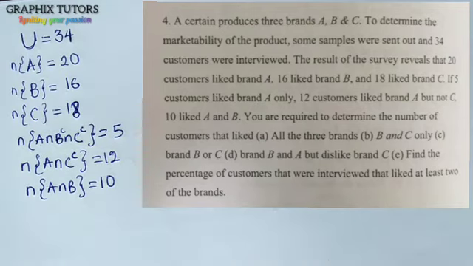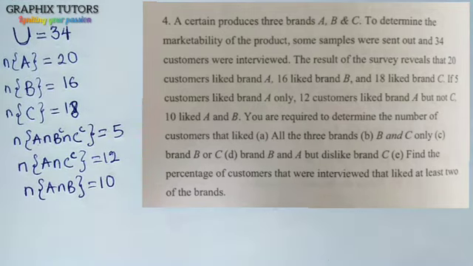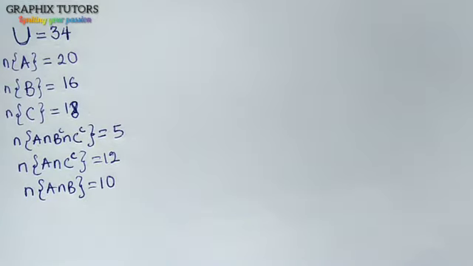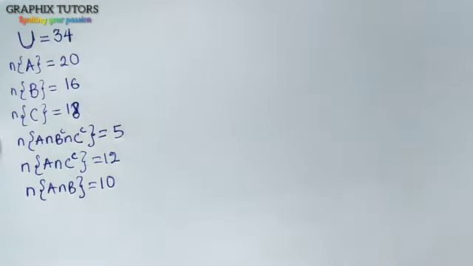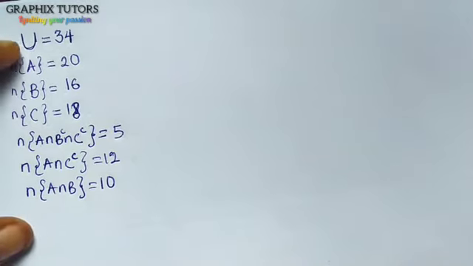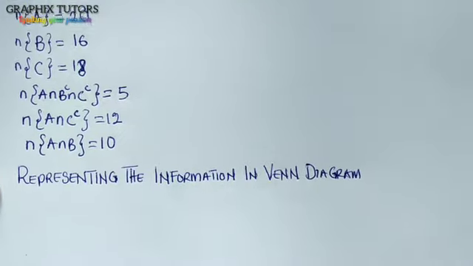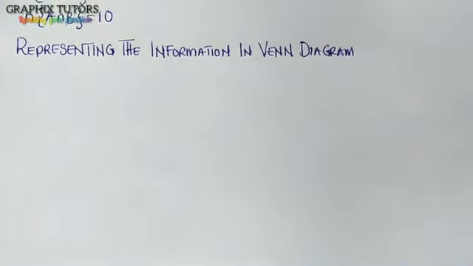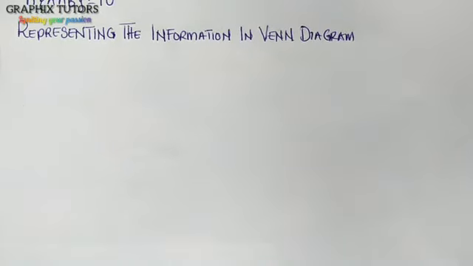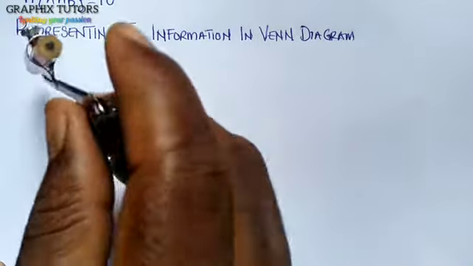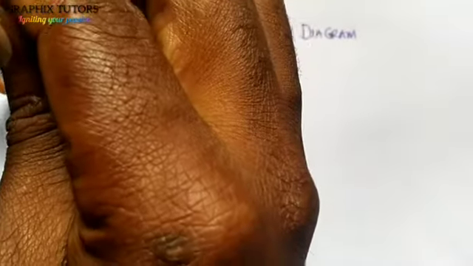Now we are required to determine the number of customers that liked all the 3 brands. First of all, we'll look for customers that liked all the 3 brands. So first of all, you need to represent this information on your Venn diagram. So let's do that and see. We'll draw that in a Venn diagram, and you can do it this way, by at least picking up your compass, just any radius of your choice, depending on how you want it. You place it and you draw your first circle.